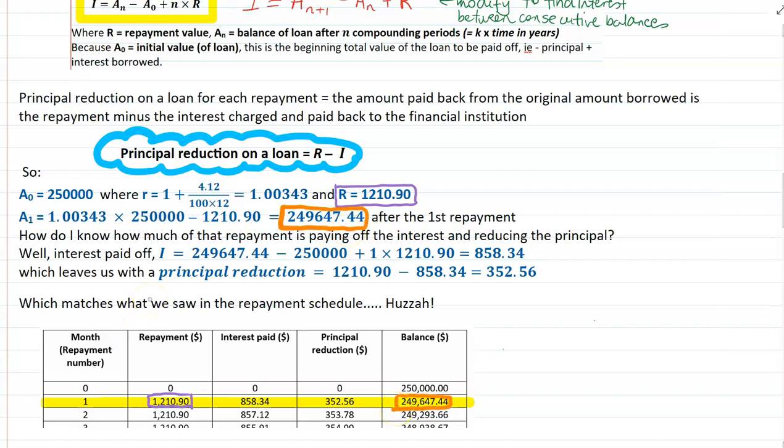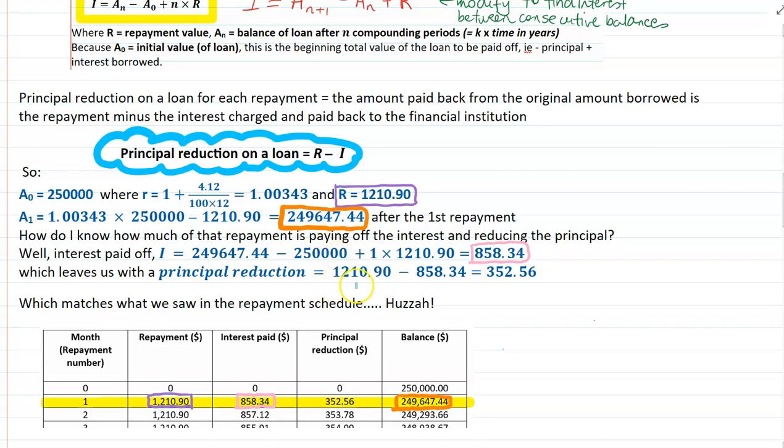Okay, next we would work out the interest paid. So to do this, we simply take the difference between the initial 250,000 and the balance after month 1, and we add on the one repayment of $1,210.90, and that gives us the amount of interest that has been charged for that particular period, which is $858.34. This leaves us with just the principal reduction to calculate.